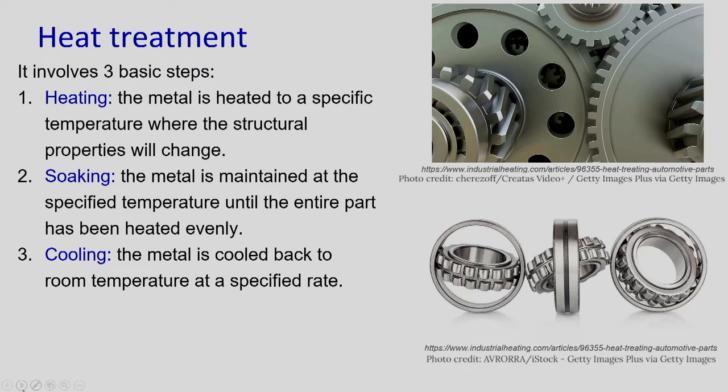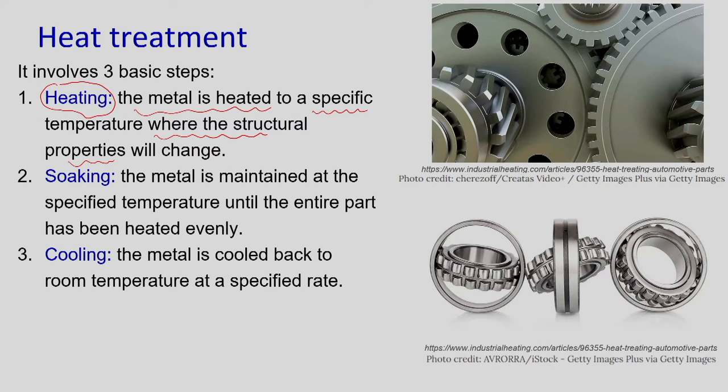The heat treatment process basically involves three steps. The first step is heating. The material is heated up to a specific temperature where there is a change in structural properties of the material. So we have to heat the material by applying some energy that may be generated due to the gases. So we have to burn the gases and get the thermal energy, or we can use induction heating as well, electrical heating, or we can use the direct application of the heat energy through radiation as well.